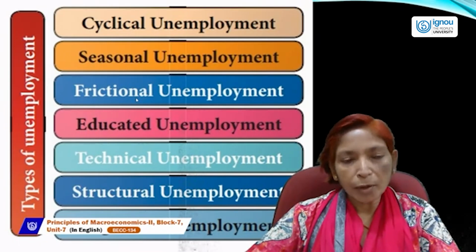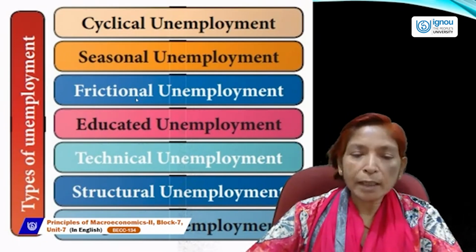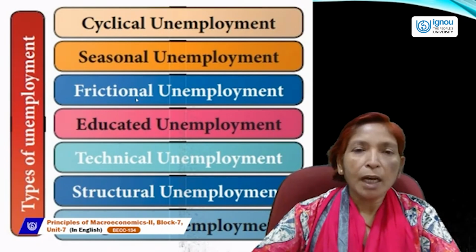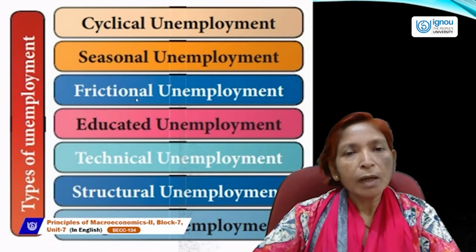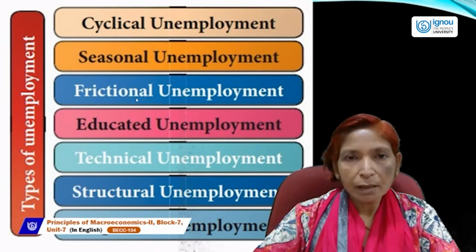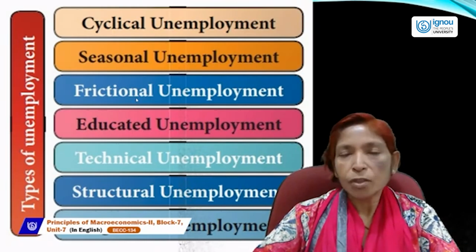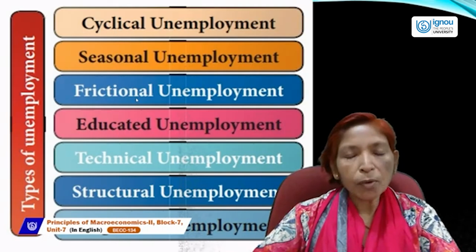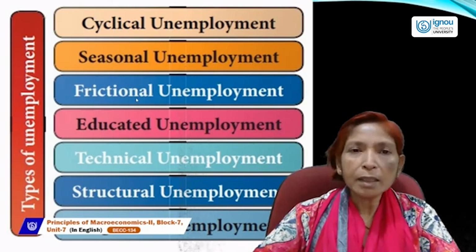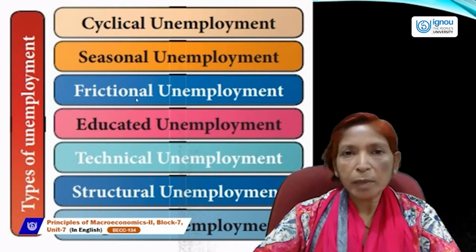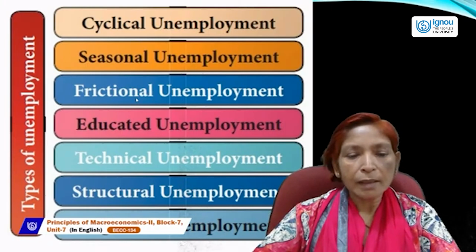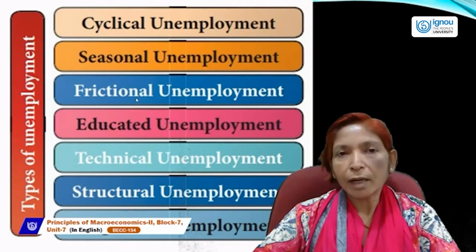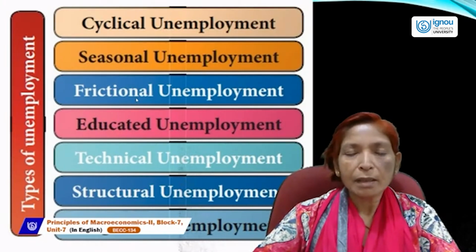The next type of unemployment is educated unemployment. Educated unemployment mainly occurs due to a higher rate of literacy and a higher rate of education. If more and more people are highly educated but the government is not providing job opportunities according to their education level, in that case this type of unemployment exists in the economy.